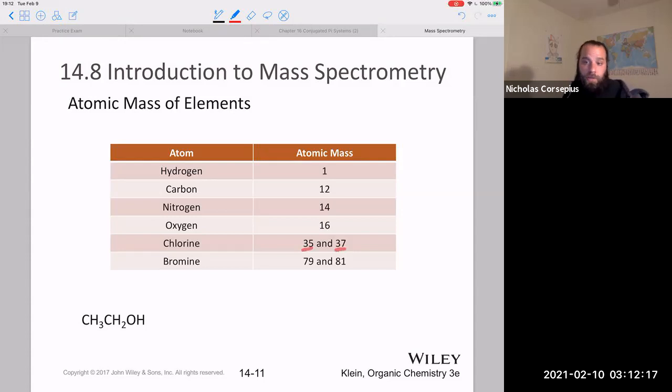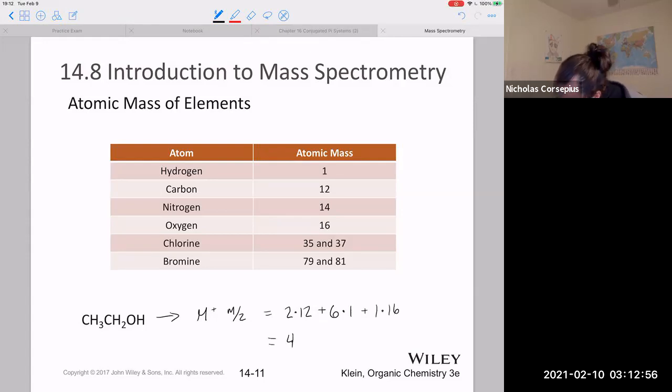There's going to be a special lecture at the end specific to the halogens, so don't worry too much about that. But nonetheless, it's pretty straightforward. If we're going to try to find the molecular ion m over z for something like, let's say, ethanol, it's just going to be: how many carbons do I have? 2 times the atomic mass of carbon, plus how many hydrogens do I have? Well, total there's 6 times 1, plus how many oxygens do I have? 1 times 16. So the m over z of this parent ion will be 46.